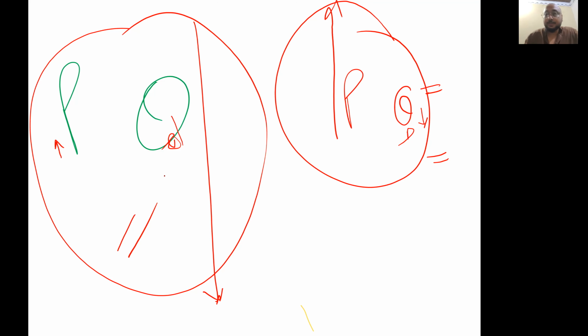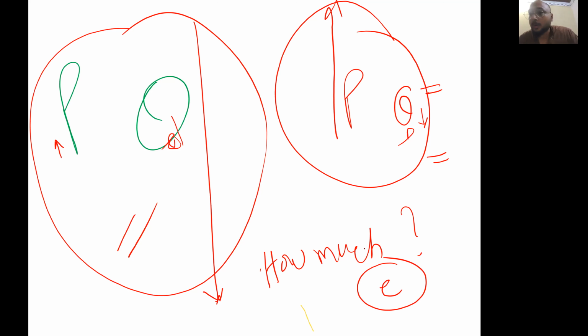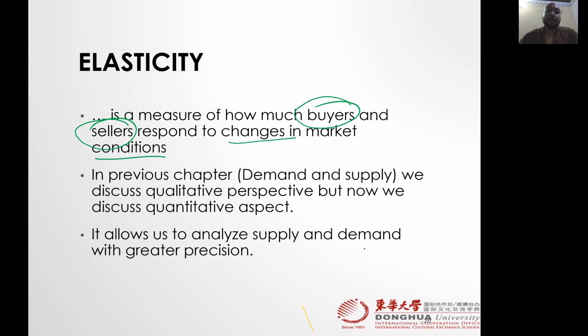And how much? We will find out through elasticity. Elasticity is denoted by a small e. Let's just talk about that. In the previous chapter, demand and supply, we discussed the qualitative perspective, but now we discuss quantitative aspects. So it allows us to analyze supply and demand with greater precision.